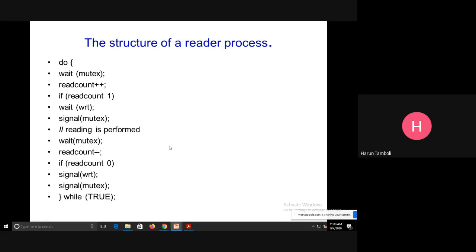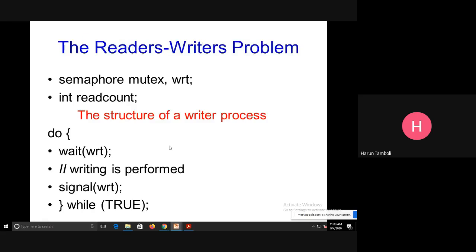Is it clear now? Is there any confusion or should I repeat? Okay, Ankita got clear. Others? Clear, or is there still any confusion? Okay, if there is no confusion, then write down the structure of the write process as well as the read process. Okay, take your time.